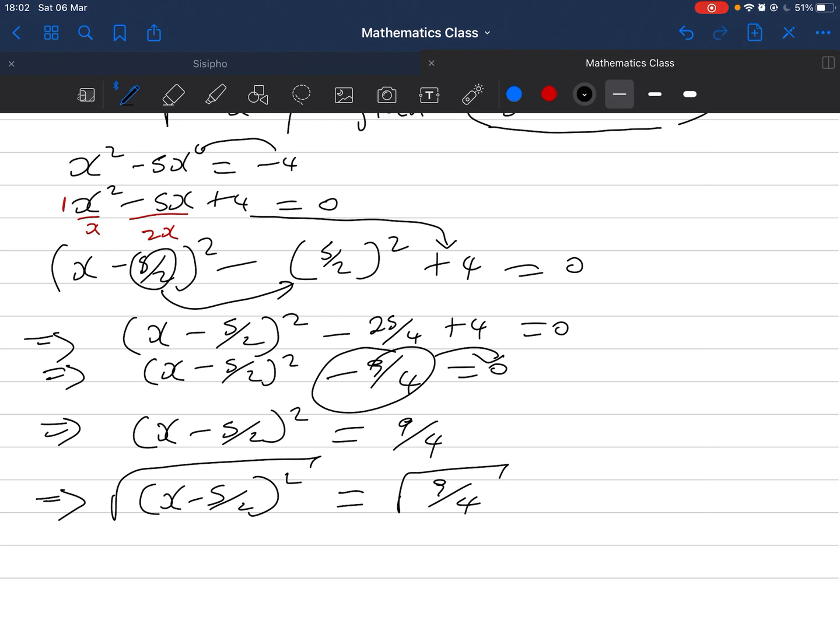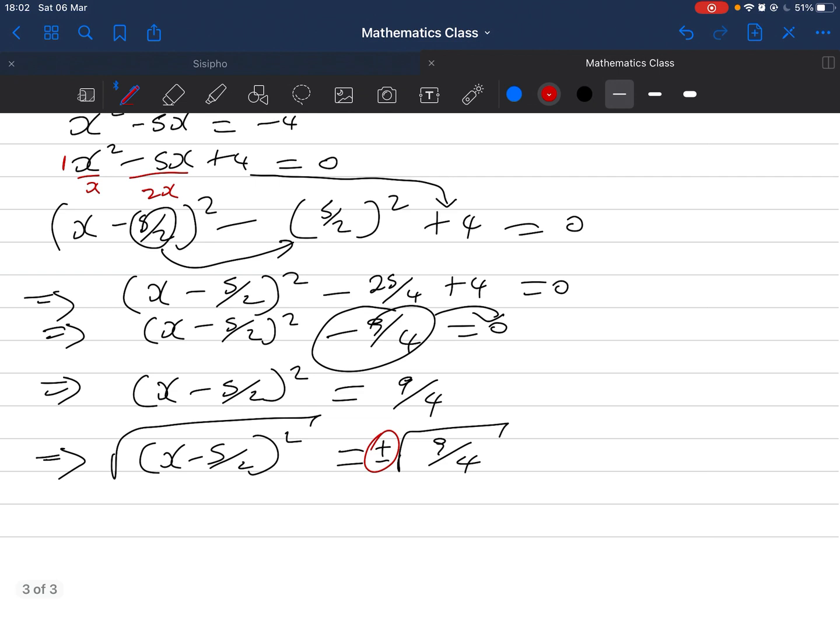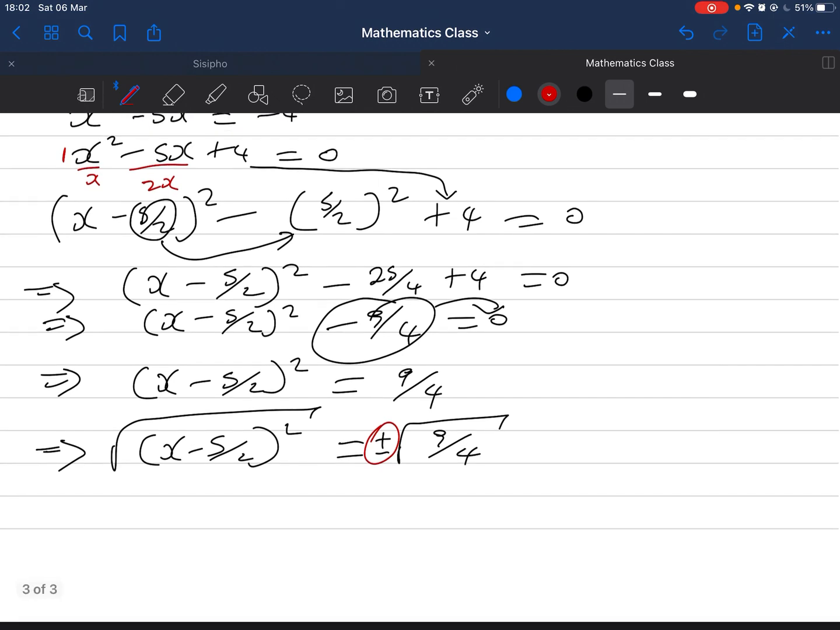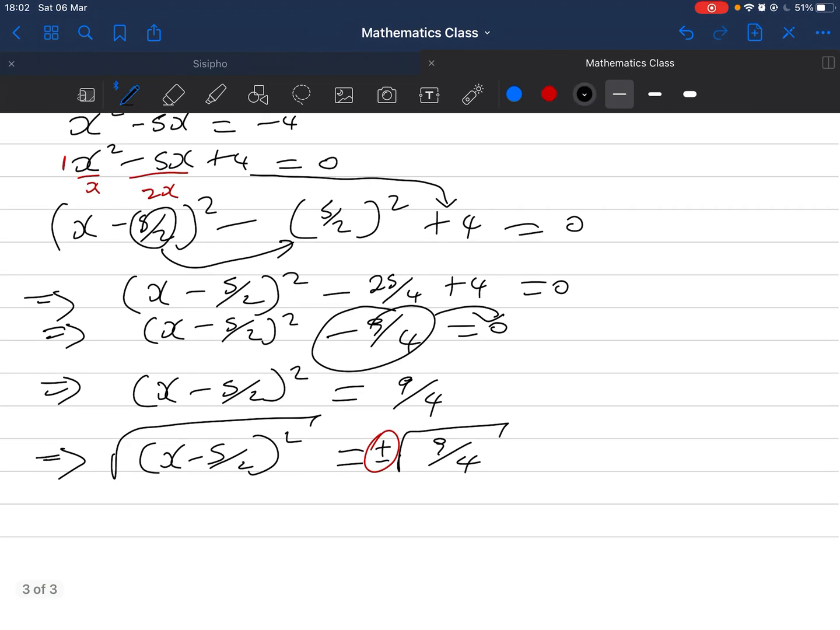You know, when you introduce the square root, you're going to have plus or minus. This is very important. A lot of people forget that every time you introduce the square root, put plus or minus. It's very important. It's going to shift your answers in the right direction. Please, when you put a square root on both sides, please put plus or minus. It's part of how the square root works, right?